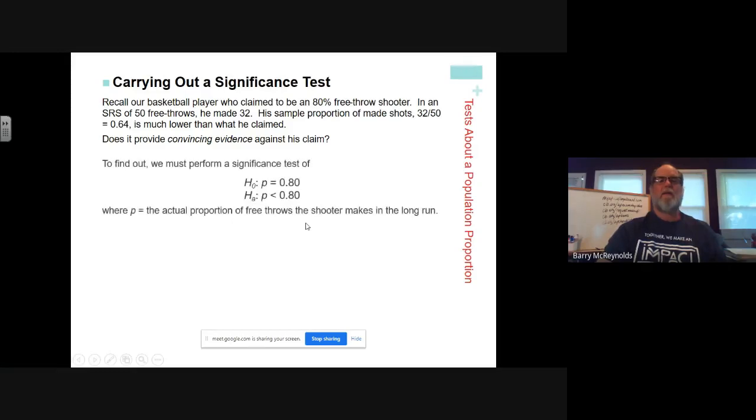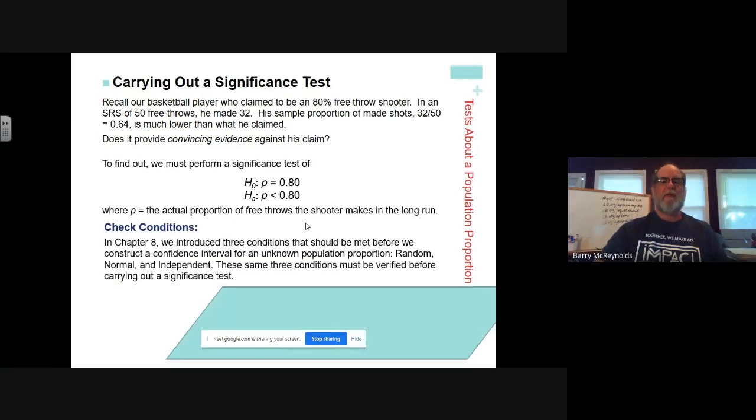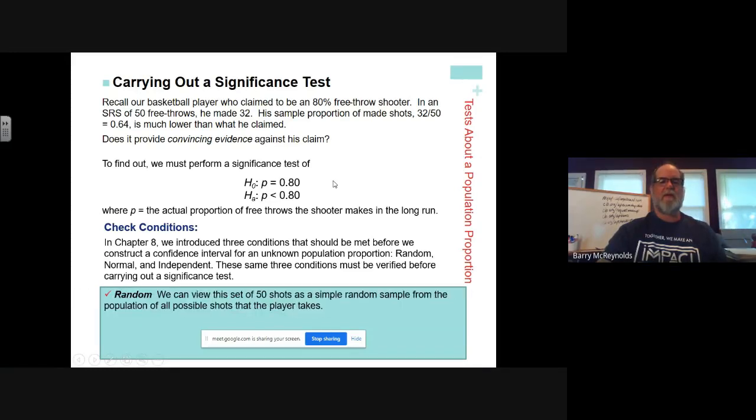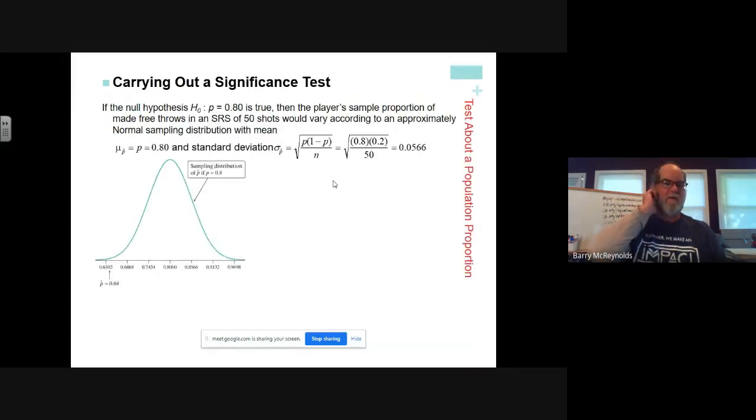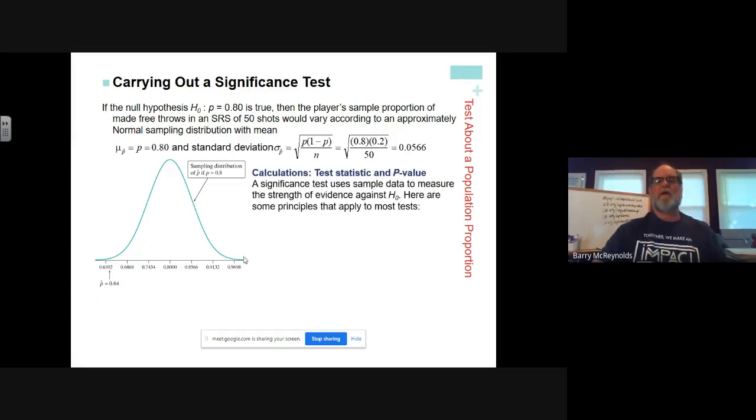Okay. So here's, let's see, we talked about random, independent, normal. We talked about that. Okay, so now here's the graph you should have seen on your screen. And so now we'll do our calculation.